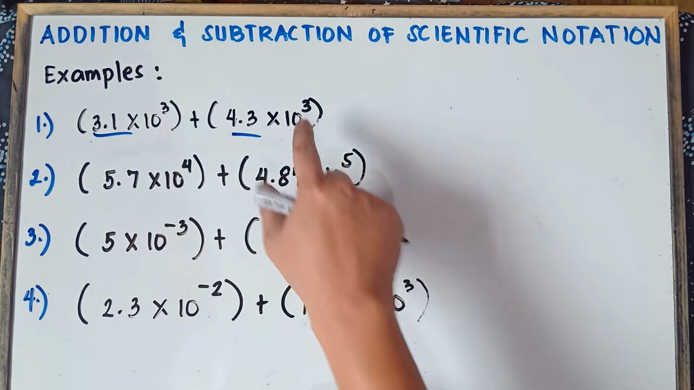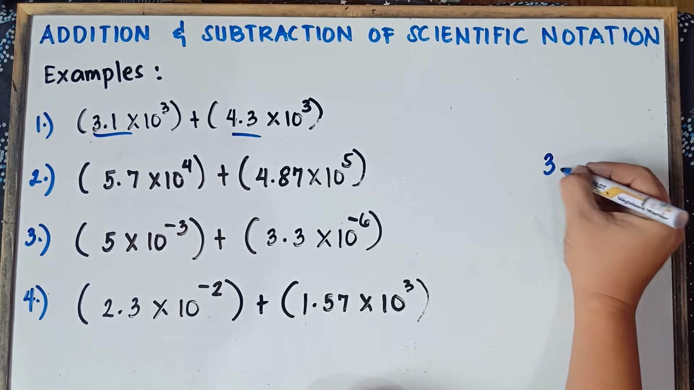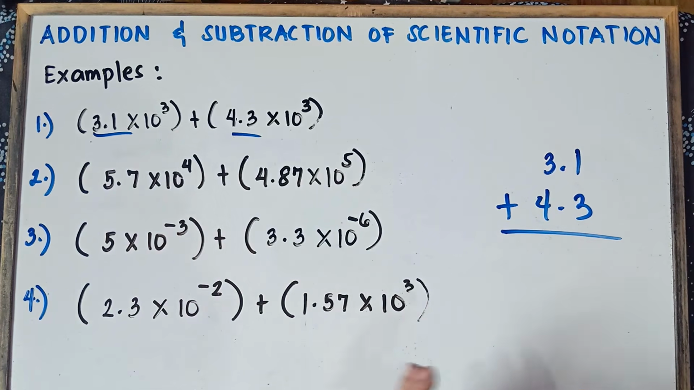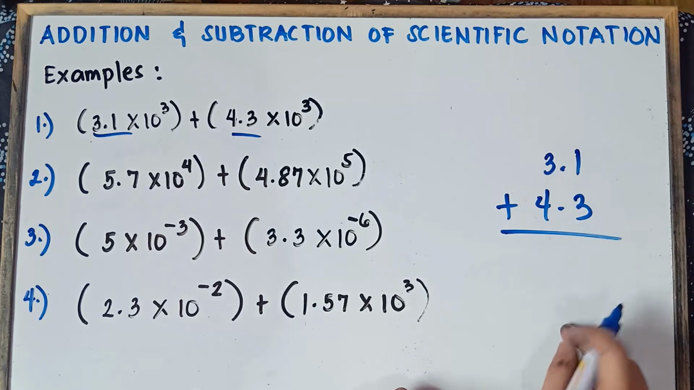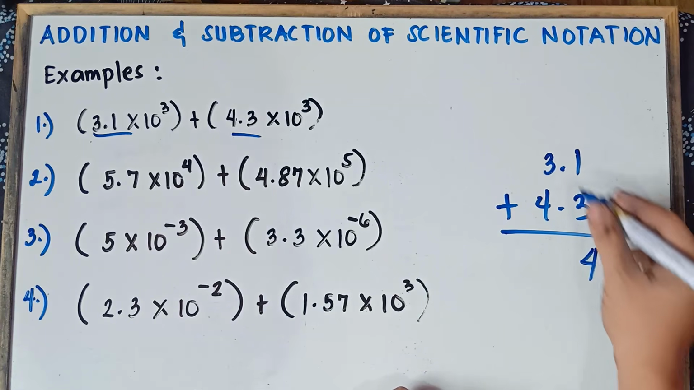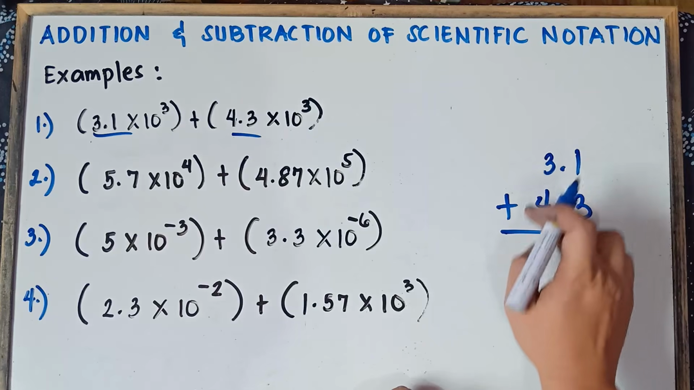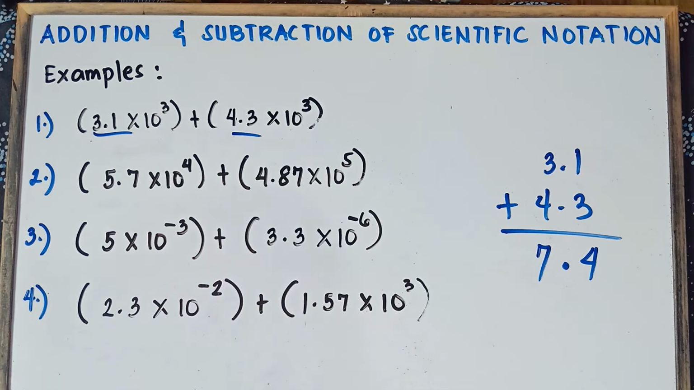Once again, class, if they have the same exponent, we can just simply add the numbers. 3.1 plus 4.3. Once again, if you're adding decimals, you align the decimal point. So 1 plus 3, that's 4. Copy the decimal point. 3 plus 4, that would be 7. So therefore, class, the answer is 7.4.